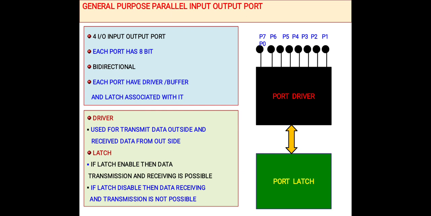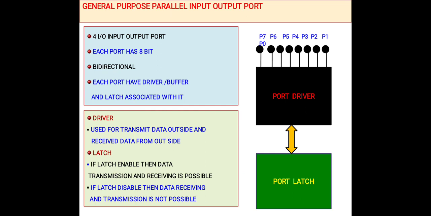General purpose parallel input-output port. 4 input-output ports are present: P0, P1, P2 and P3. Each port has 8 bits. Total 4 input-output ports are present. Each has 8 bits. So total 32-bit input-output lines are available. That means 32 input or output devices we can connect.